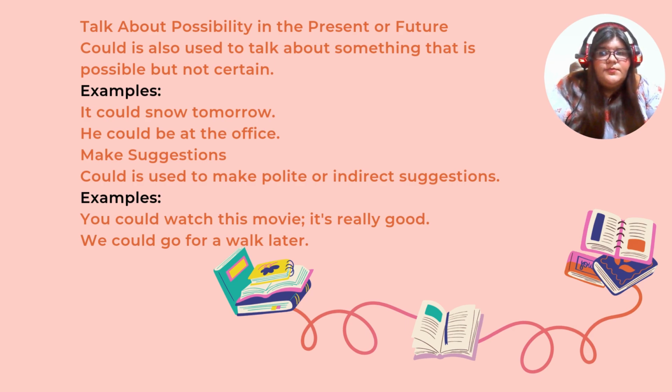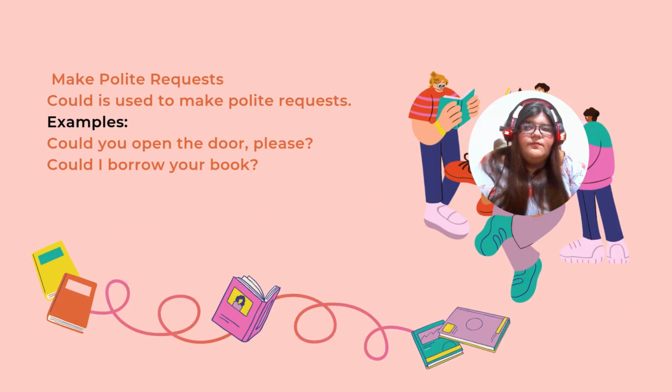And then we have to make suggestions. Could is used to make polite or indirect suggestions. For example, you could watch this movie, it's really good. Then we could go for a walk later. Then we have here to make polite requests. Could is used to make polite requests, like, could you open the door, please? Could I borrow your book? It sounds more formal, that's why it says polite request.